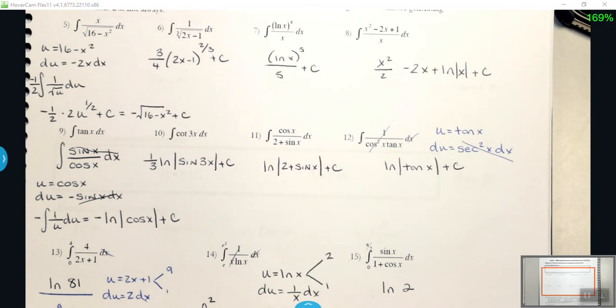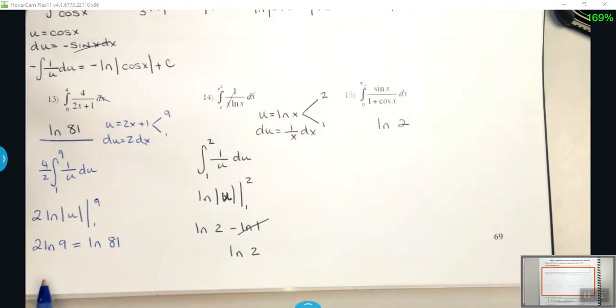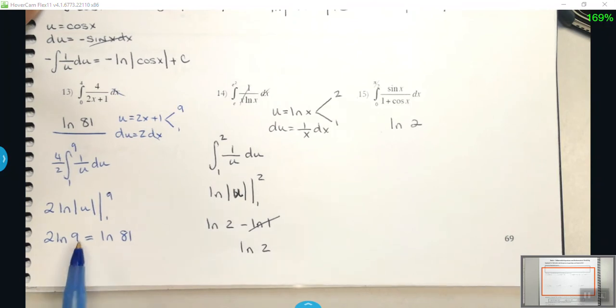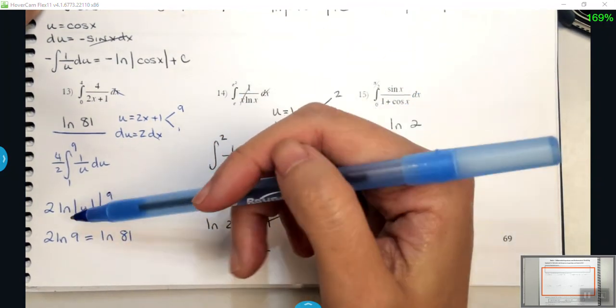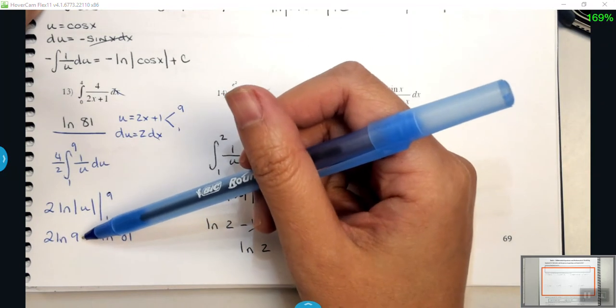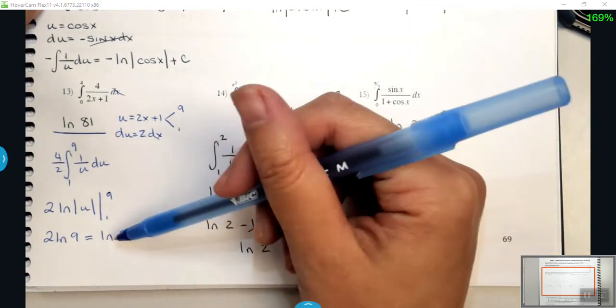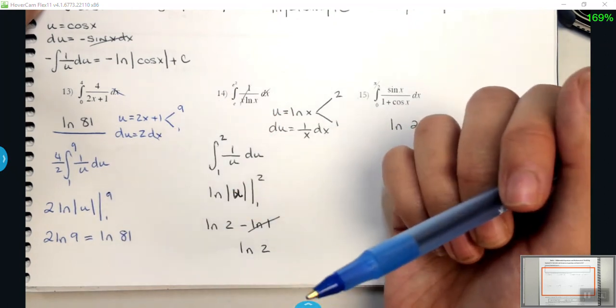For number 13, if you said like 2 ln 9, this is totally fine. It doesn't matter which variation, or if you put like 4 ln 3, that's totally fine. The only thing is, on multiple choice, be able to convert each one, because it's going to give you one of them, but not all of them.